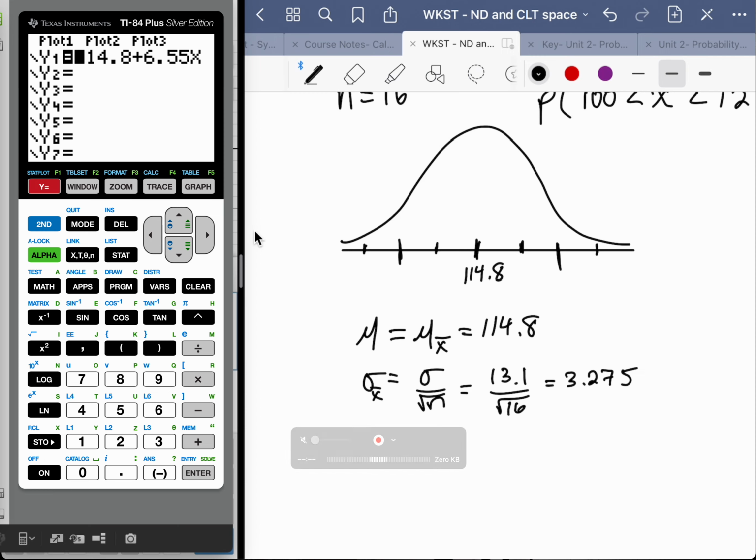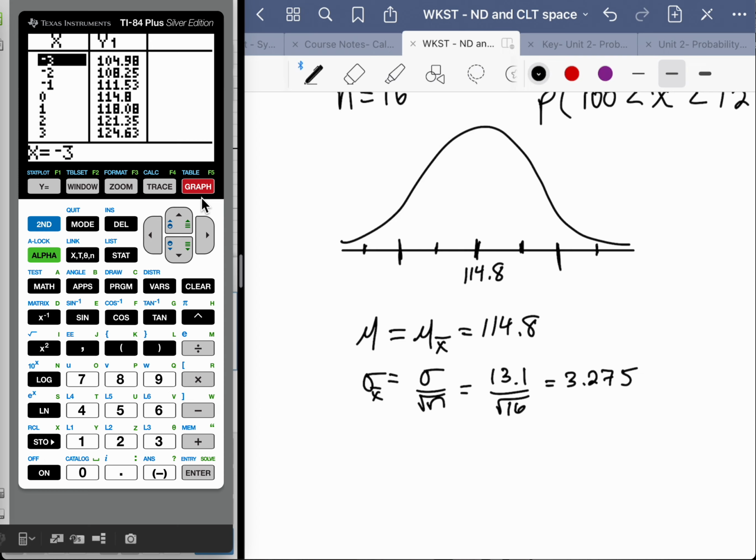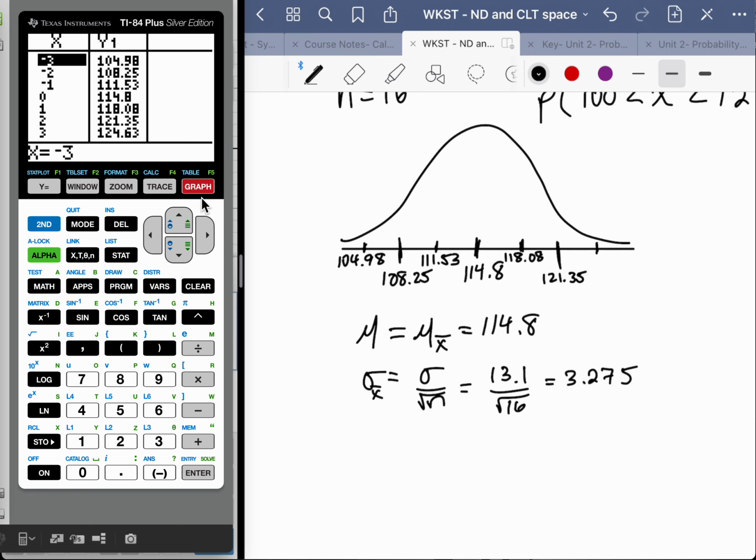All right, so to the calculator, 3.275x into the table. So 104.98, 108.25, 111.53, 118.08, 121.35, and 124.63.